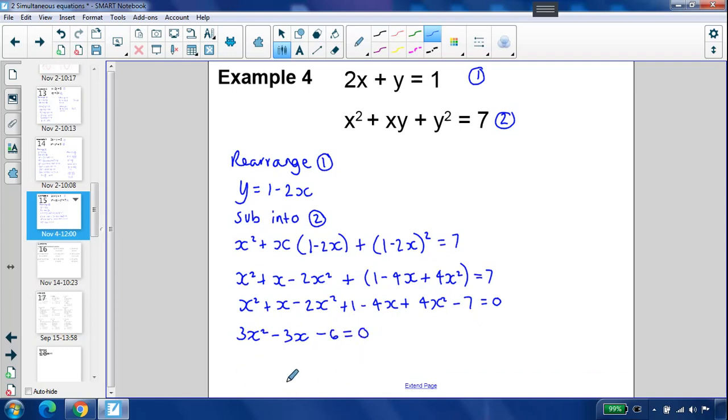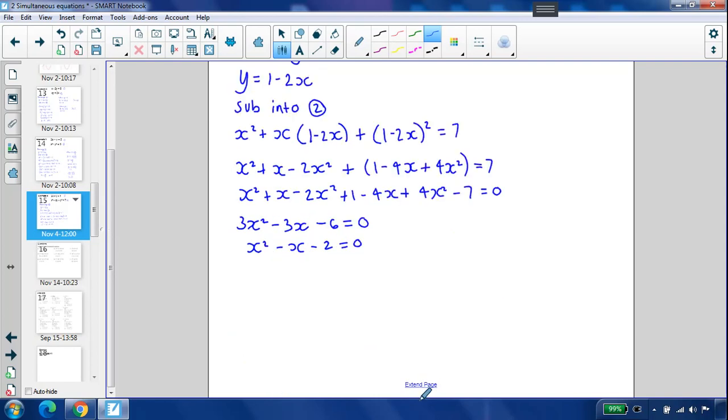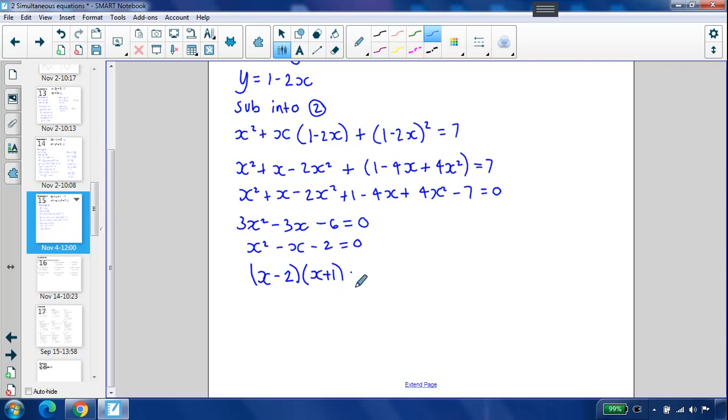Now here each term has a common factor of 3, so I'm going to divide by 3, and that is now a little easier to work with. So I'm going to factorise. X minus 2 and x plus 1. So x is going to be equal to 2 and x is going to be equal to minus 1.